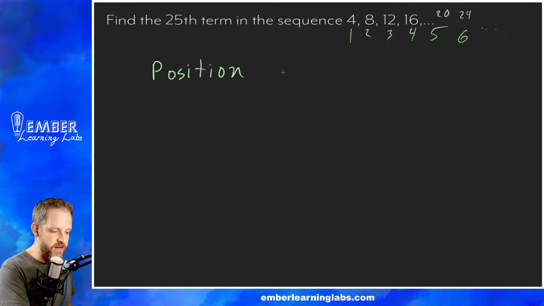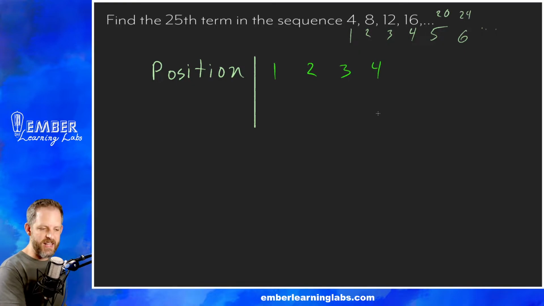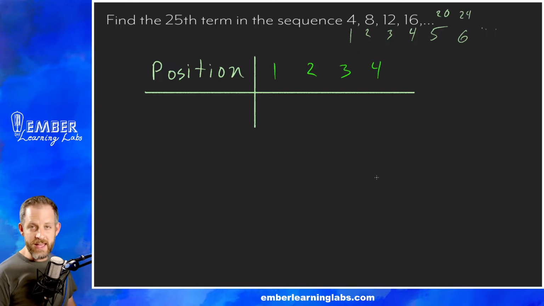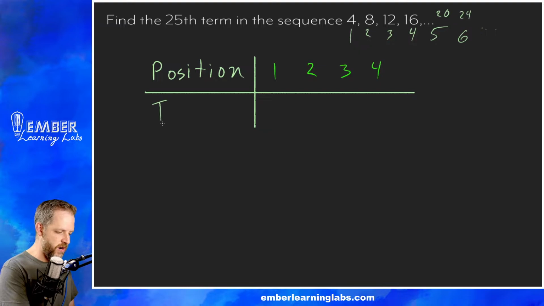So like position number, let me make that straight. Position number 1, position number 2, position number 3, and position number 4, right? And then, so I'm basically cleaning up what I scratched out up here. I'm doing essentially the same thing. And then the other part of this, I'm going to put the term or the value of the term, right? So the first one is 4.